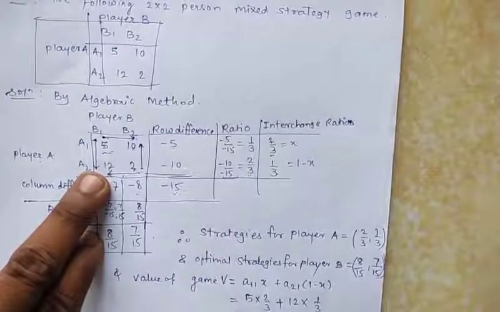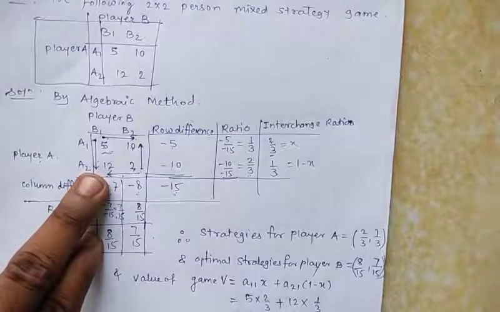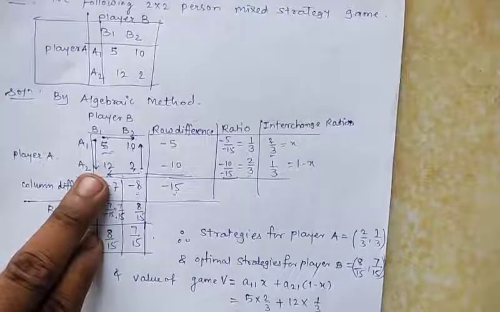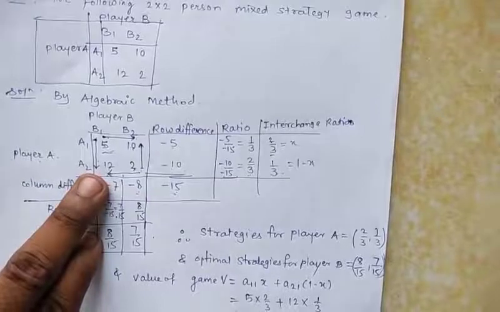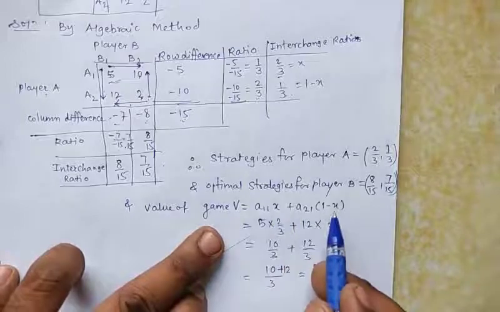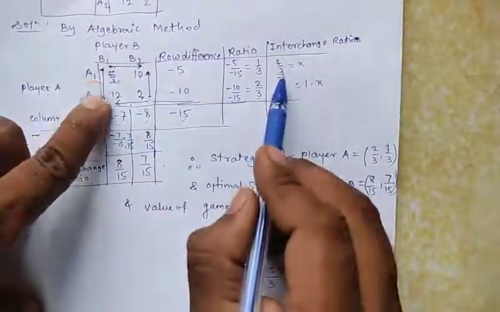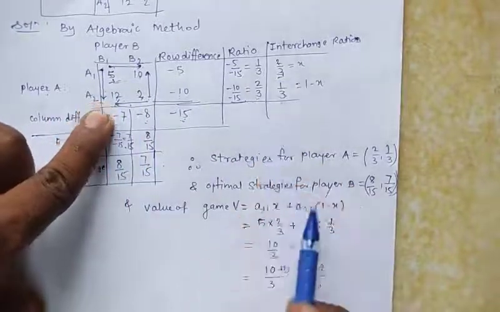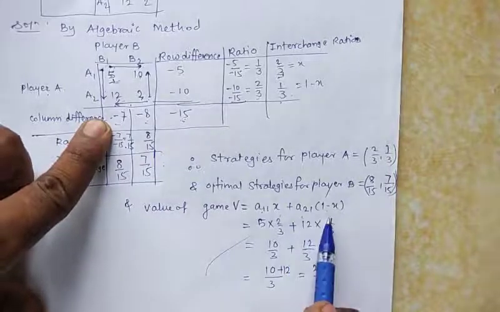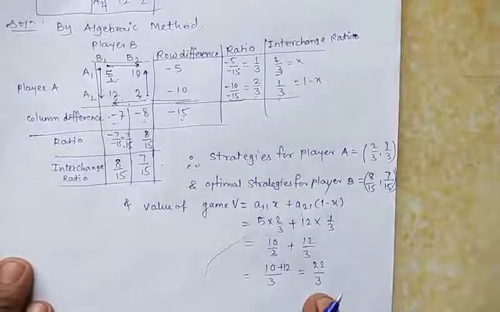So we get 5 into 2, 10 by 3 plus 12 by 3. The denominator is the same, so taking the addition of the numerators, 10 plus 12, which is equal to 22 upon 3. So A11 into X plus A21 into 1 minus X, which is 5 into 2 by 3 plus 12 into 1 by 3. Therefore, after solving it, we get 22 by 3, and this is the value of the game.